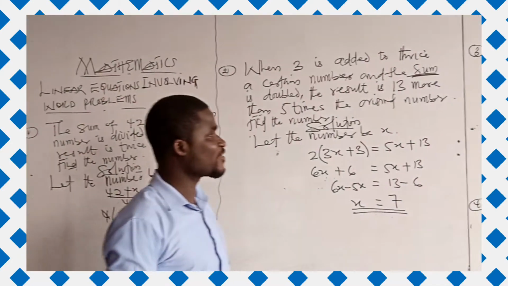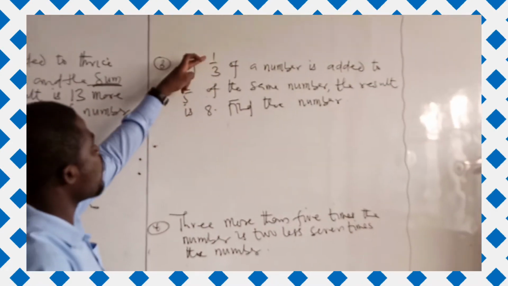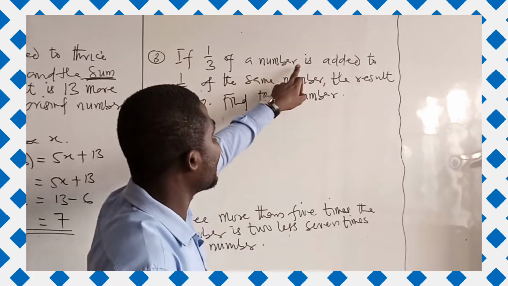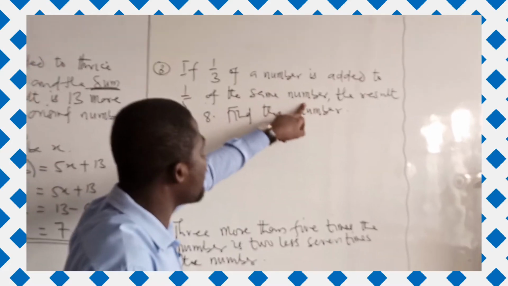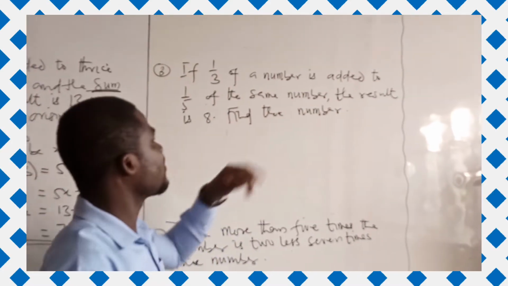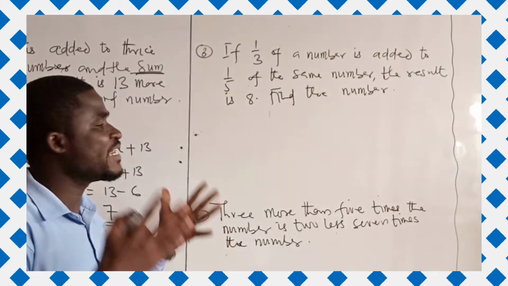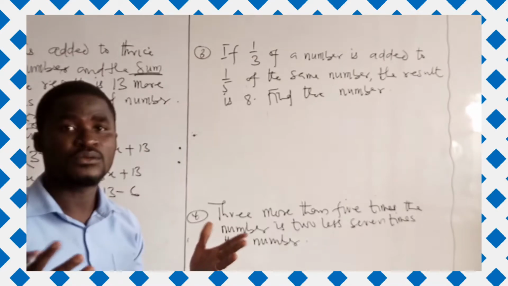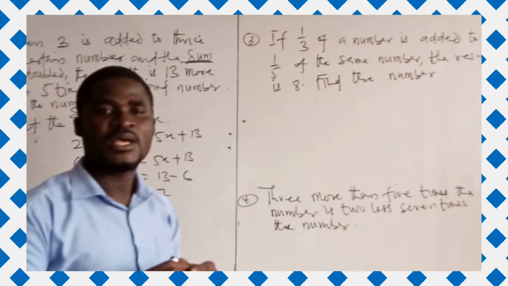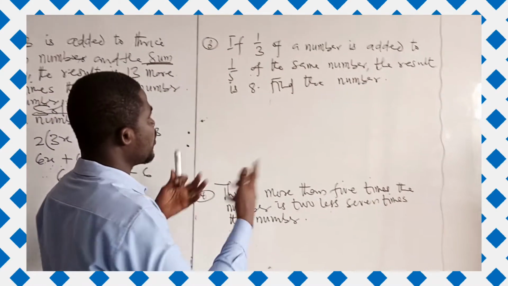That's good. Now let's try the last example. It says if 1 out of 3 of a number is added to 1 out of 5 of the same number, the result is 8. Find the number. Still, we don't know the number. So let the number be X. You can use any alphabet to represent it. You can use Y. You can use any alphabet except O. So take note, let the number be X.